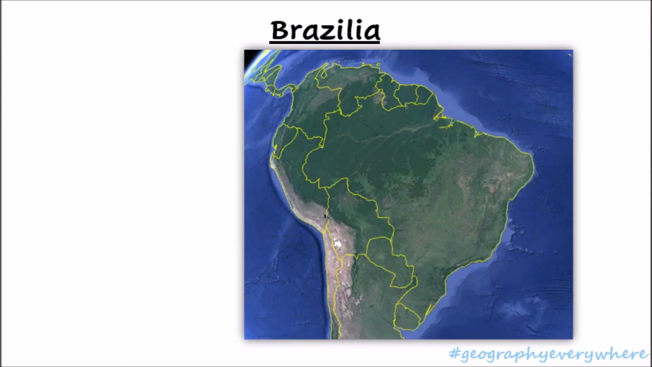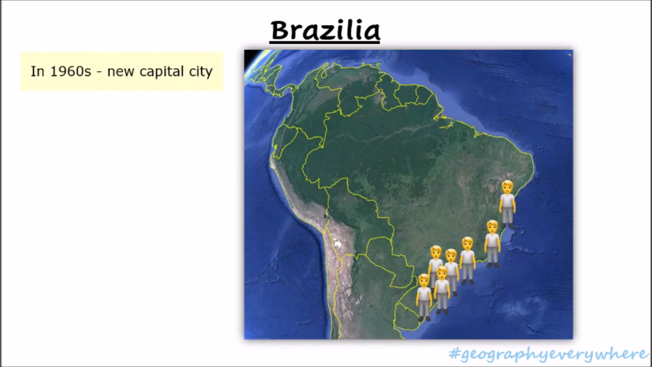This is a satellite image of Brazil. In the 1950s, the Brazilian government realized that the largest cities were found at the coast, and the southeast of Brazil was starting to become overpopulated, and the cities were becoming too large. So in the 1960s, they decided to build a new capital city and call it Brasilia.